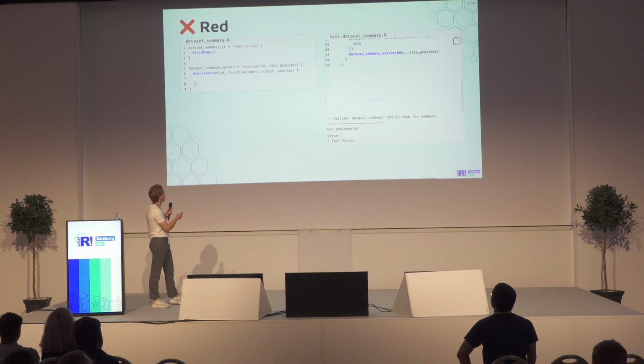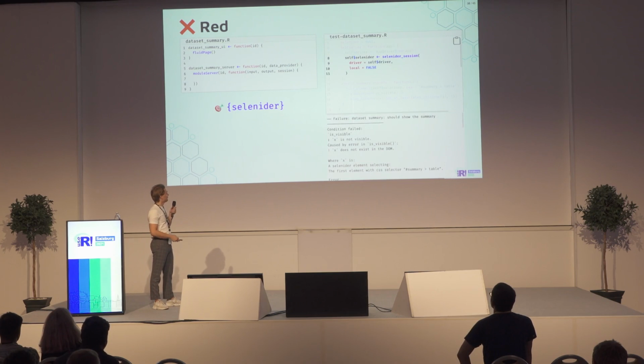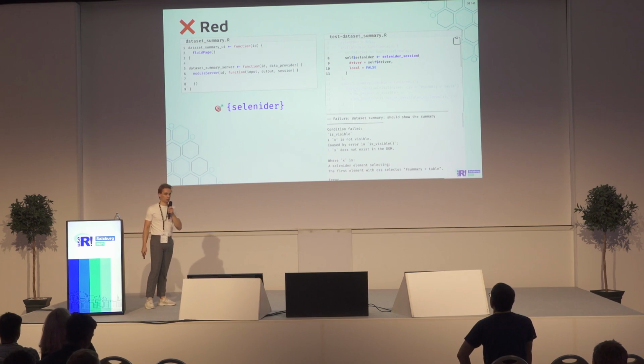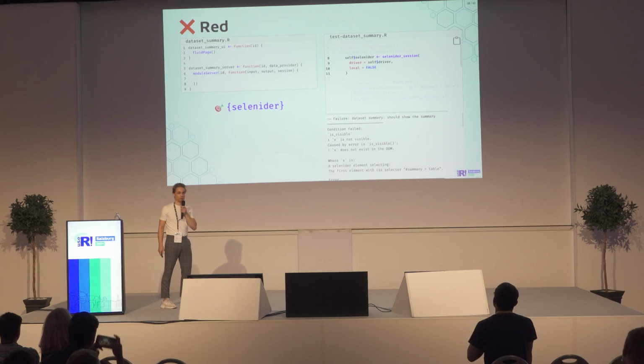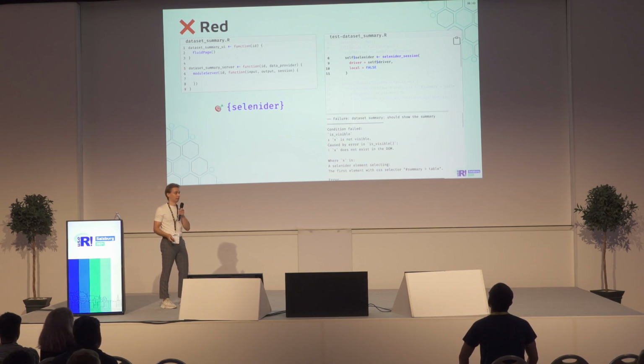Then we update our dataset summary server function so that we can pass our data provider object. And now onto our assertion. So here I will be using a Selenider package. It is a package that I consider a supplement to Shiny test2. It allows you to interact with an app in a similar fashion as you would interact with a web page using rvest package.